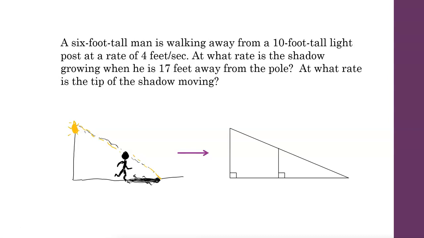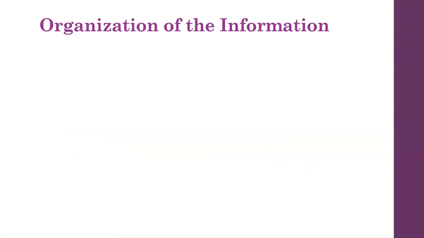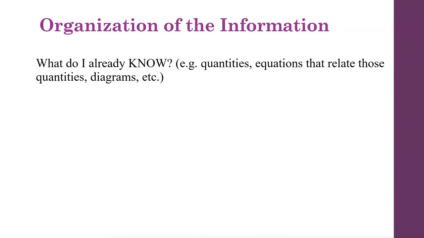Right. So now I have a diagram, and I can see that there was a bigger triangle created by the light post and the tip of the shadow, and a smaller triangle that was formed by the man and the shadow. Right? So next thing we're going to look at is how to organize the information that was given.